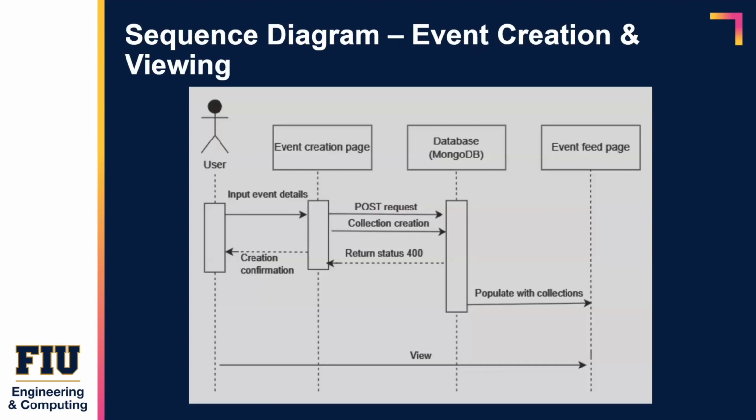And you can actually see here the sequence of event creation and viewing. You can see that the user inputs details for their event through the form that we saw previously. A post request happens to the MongoDB database, and you get a return status of 400, meaning that the request was successful. And then the user gets a confirmation that the creation was successful.